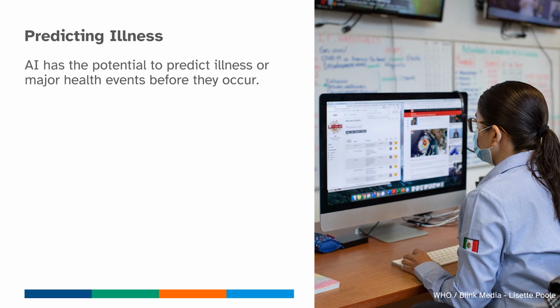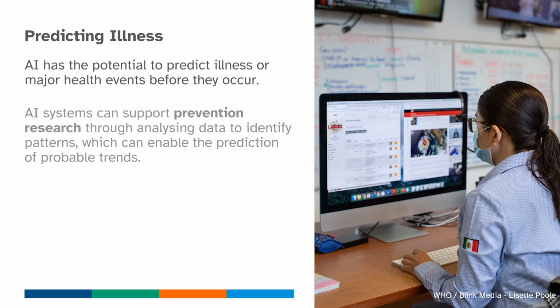AI also has the potential to predict illness or major health events before they occur. AI systems can support prevention research by analyzing large amounts of data to identify patterns which can enable the prediction of probable trends. For example, AI could be adapted to assess the relative risk of disease, which could help prevent lifestyle diseases such as cardiovascular disease and diabetes.